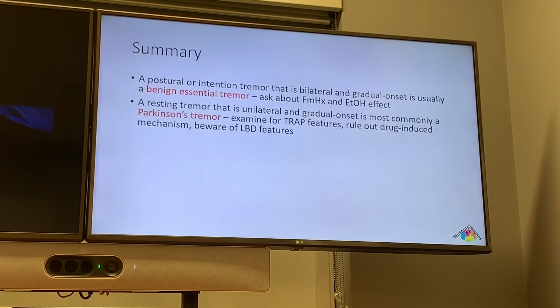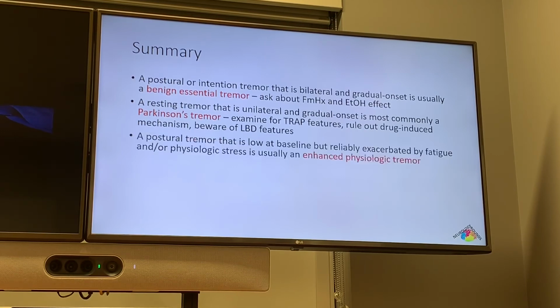If you have a resting tremor that is unilateral and gradual in onset, that's usually Parkinson's. Confirm your suspicion by examining for TRAP features, and rule out a drug-induced mechanism before sending to neurology. And always, of course, beware of Lewy body dementia features. So be careful in giving antipsychotics to anyone who's presenting parkinsonian to you until you've ruled that out.